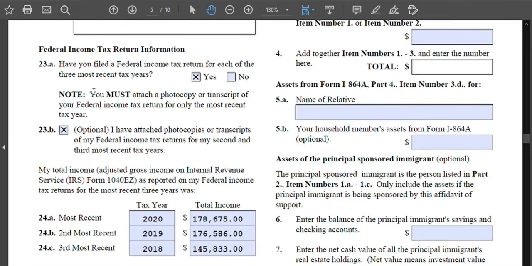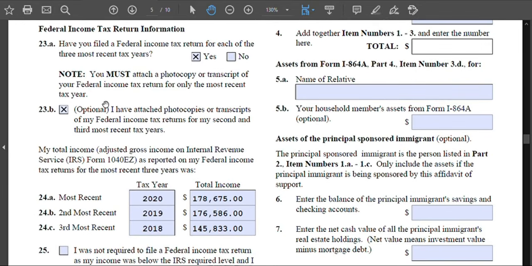Next, right here, it is saying that you must attach a photocopy or transcript of your federal income tax return for only the most recent tax year. So even if you have filed income tax returns for the past 3 years, you are only required to attach a photocopy of your federal income tax returns for the most recent year, which is 2020 right now. However, right here, 23B is also saying that you can attach photocopies or transcripts of federal income tax returns for the second and third most recent tax years. This is optional and you don't have to select this if you don't want to.